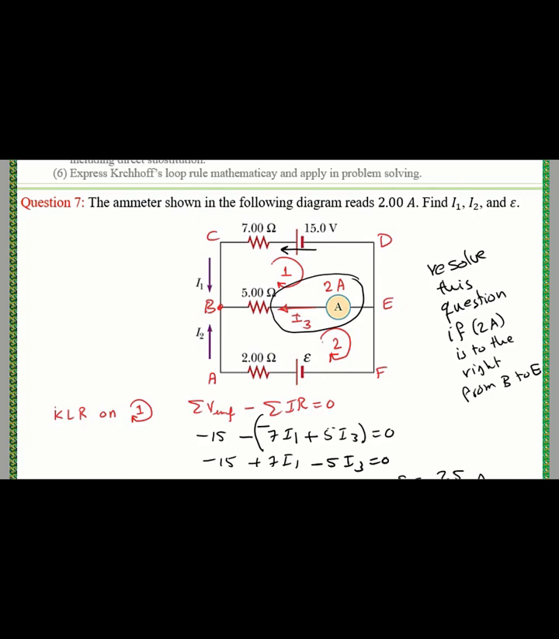The question must say that the ammeter shown in the following diagram reads 2 ampere and the current is flowing from left to right or right to left, or put a polarity on the ammeter, negative, positive. So if the ammeter has a positive and negative terminal, the current is flowing to the left, or opposite to that, it is flowing to the right. So it should be indicated in the question.